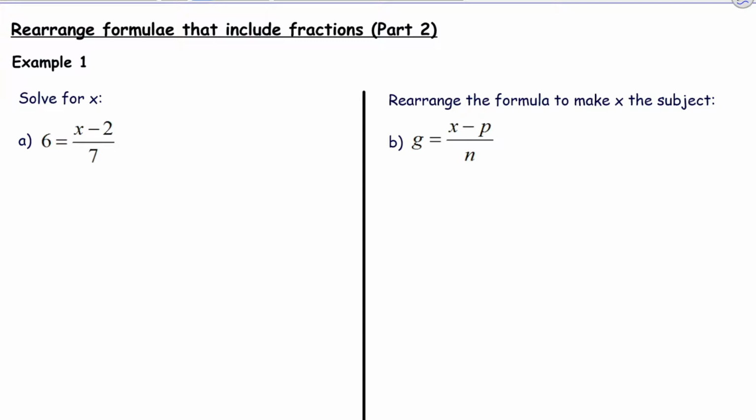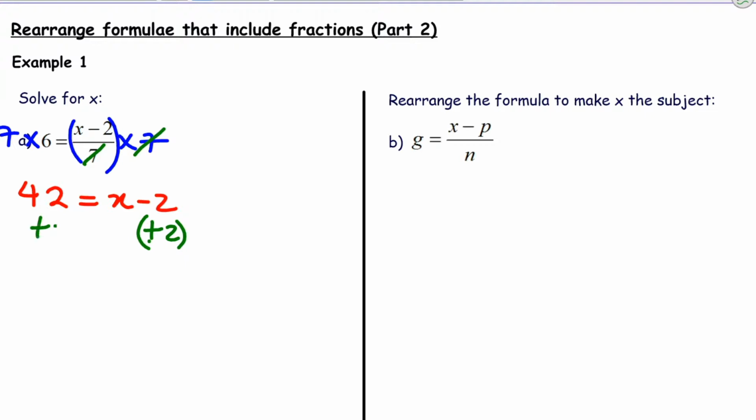The opposite of dividing by 7 is multiplying by 7. So you multiply the whole of this equation by 7 and multiply by 7 here as well. And 7 divided by 7 is 1, so that's gone. So what we end up with is a simpler equation, which will be 42 is equals to x minus 2. And then the next step is the opposite of subtracting 2 is adding 2. So we just add 2 on each side. And what you end up with is 44 is equals to x, or x is equals to 44.